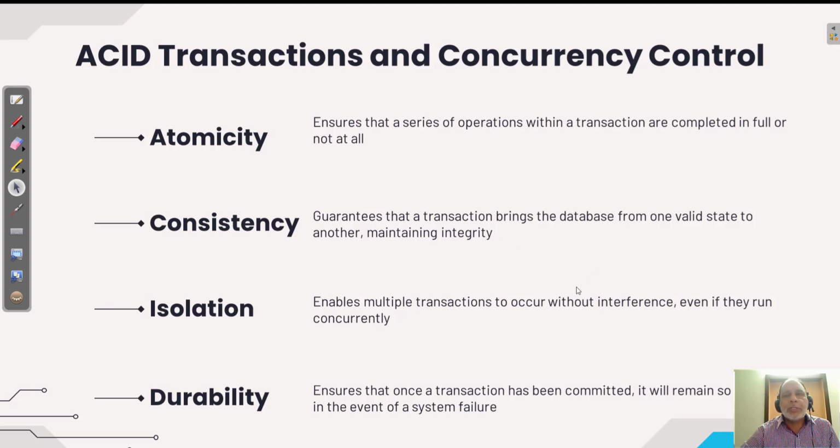So during the transaction, the database changes from one valid state to another. Isolation: if a large number of users are using the database, each transaction is executed in isolation. No data is overwritten by one user to another user. So it is also maintained by the DBMS.